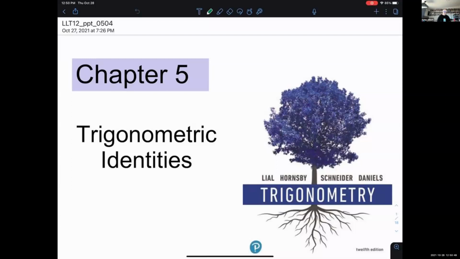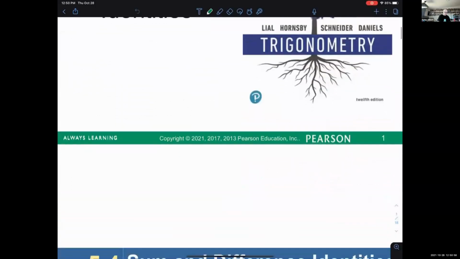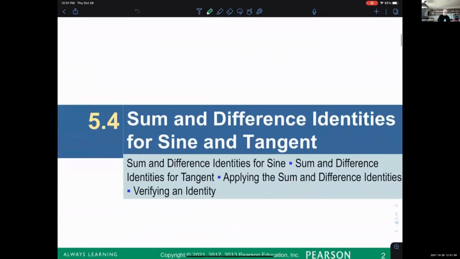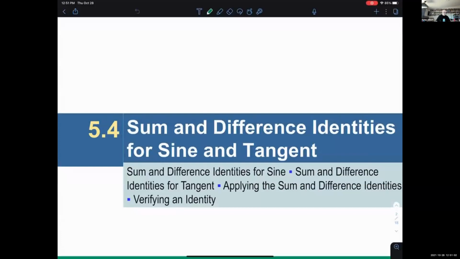Chapter 5. We're working on trigonometric identities basically for the entire chapter. And we are up to 5.4. So in 5.3, we looked at sum and difference identities for the cosine function. And so what we can see here in section 4, we are also going to look at sum and difference identities, but now for the sine function.